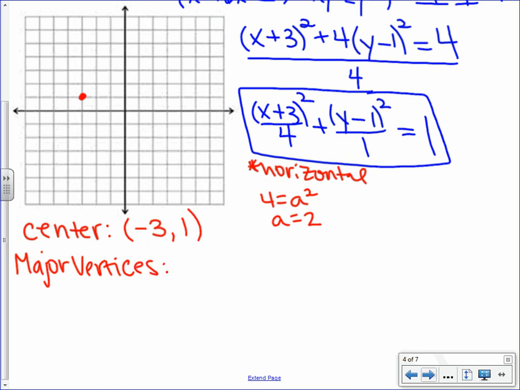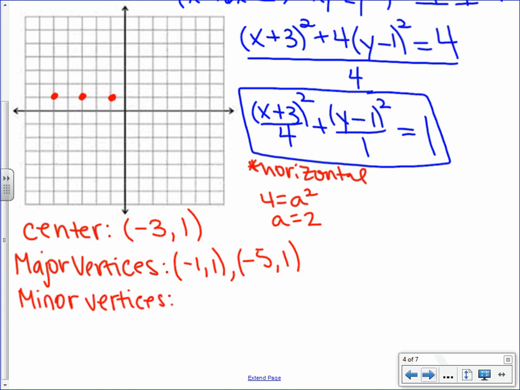Okay. Since this is a horizontal ellipse, I'm going to move horizontally from our center 2. Then I'm going to go ahead and identify those points as negative 1, 1 and negative 5. To get our shape, now your book does not call them these, but I'm going to call them our minor vertices, and that's what we're going to use B for.